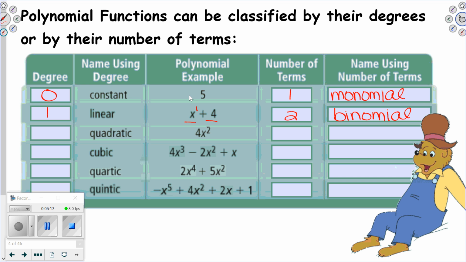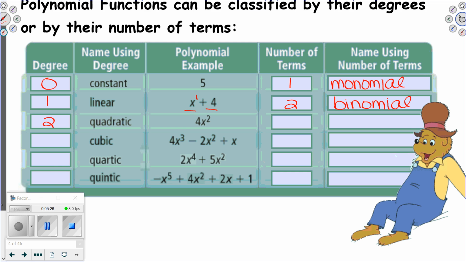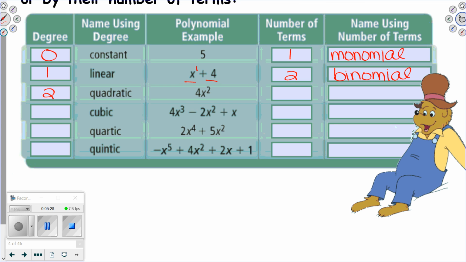Okay, next one. All of last chapter was an x squared, which is quadratic. So it has a degree of 2. How many terms is that one? That's just the one term, 4x squared, just one piece. Right, terms are separated by plus and minus signs. So this is just one term. And one term is called a monomial.